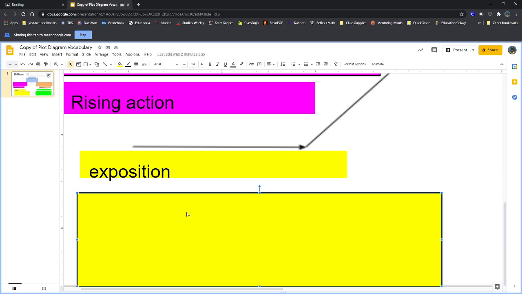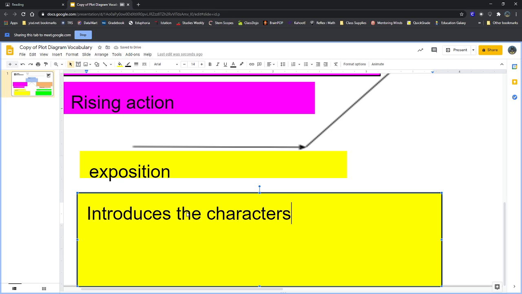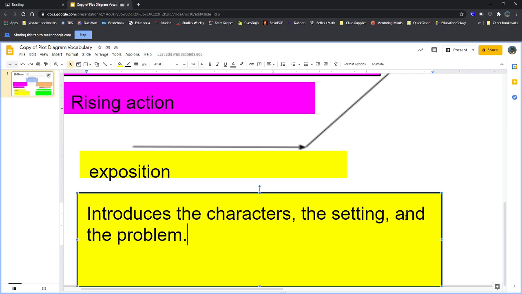So it's okay. So exposition. The exposition is like our introduction. It introduces the characters, the setting, and the other thing that the exposition does is it introduces the problem. Something will always happen in the exposition, in the beginning of the story, that gets everything else started.